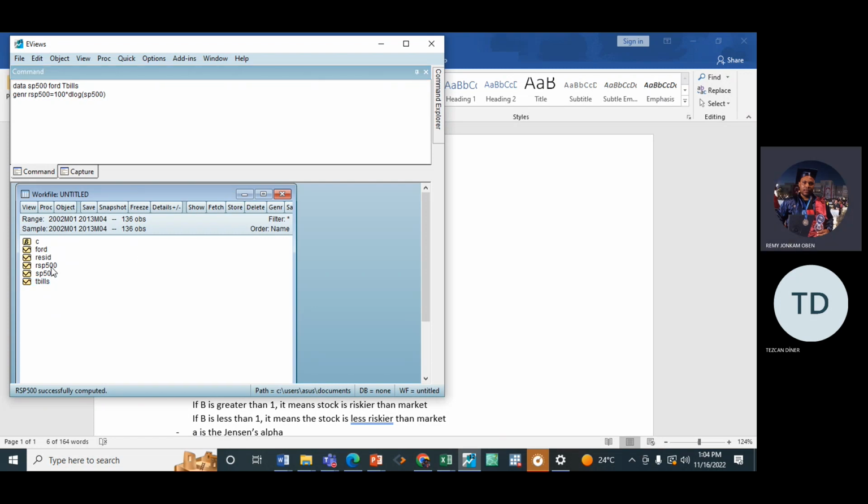So you see, this is the return series. This is the return for S&P 500. You can do the same for Ford and T-bills. So generate ARU Ford, return of Ford, equal 100 times D log Ford.